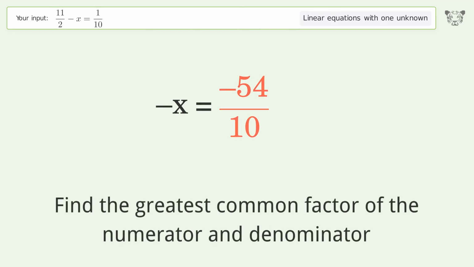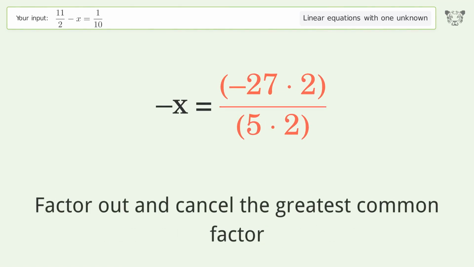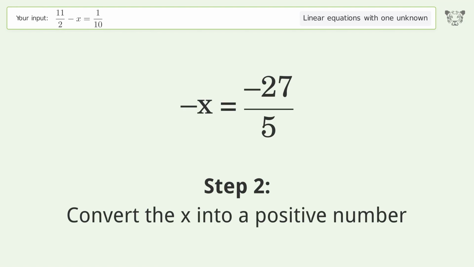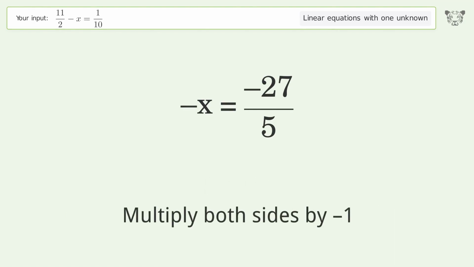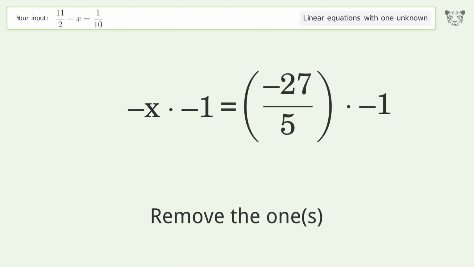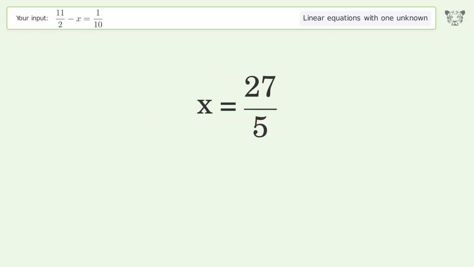Find the greatest common factor of the numerator and denominator. Factor out and cancel the greatest common factor. Convert the x into a positive number. Multiply both sides by -1. Remove the ones. And so the final result is x equals 27 over 5.